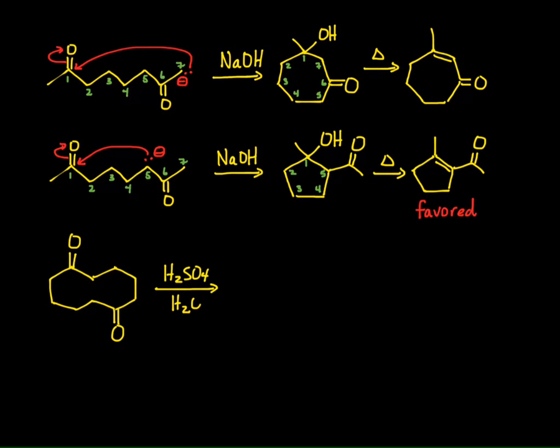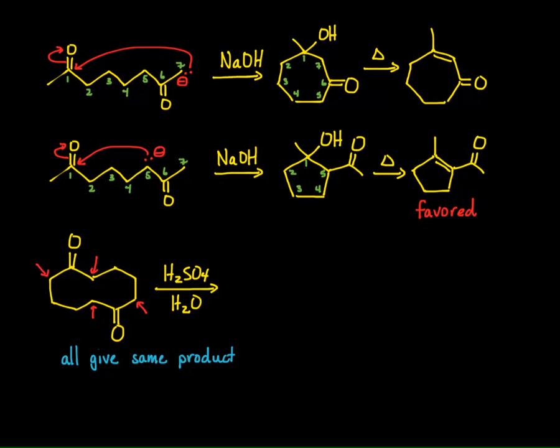Here's an interesting example where we have a diketone treated with sulfuric acid and water, and it can undergo an intramolecular aldol condensation reaction. And notice if we examine this particular structure, there are four alpha carbons. And of course there's symmetry in this, and so interestingly enough, with this particular example, all give the same product.